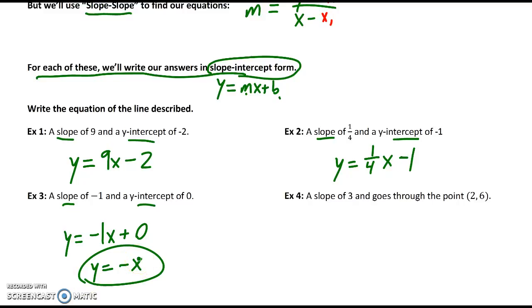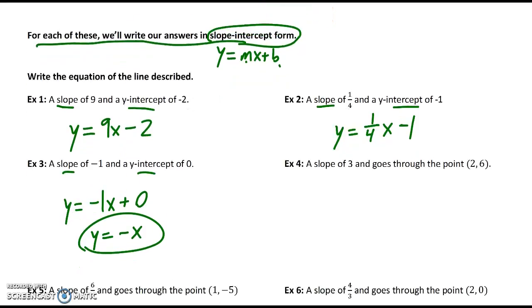Okay. 4 is where it really starts to get interesting. A slope of 3, and the line goes through the point (2, 6). This is different. We have a slope. We no longer have the intercept, so I can't just use y equals mx plus b right off of the bat. So what we're going to do is we're going to use slope-slope, all right? Slope-slope to help us out. So the slope is 3. We're going to use 3 over 1, okay, because we want that fraction, always equals y minus over x minus.